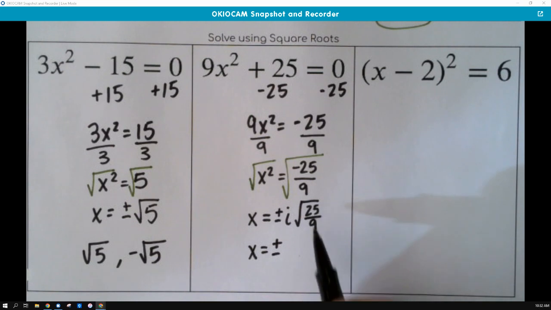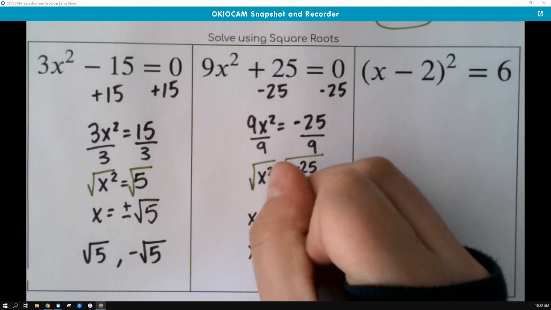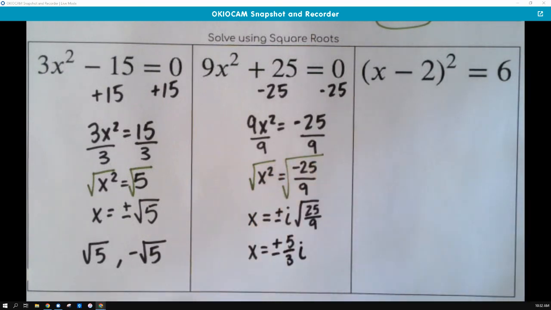So square root of 25 is just 5, and square root of 9 is just 3. So this can be 5/3 i. And then we put that coefficient in front now that we've got it simplified out. If it comes out of the square root, you do coefficient and then the i, and then if I still had a square root, it would go after.